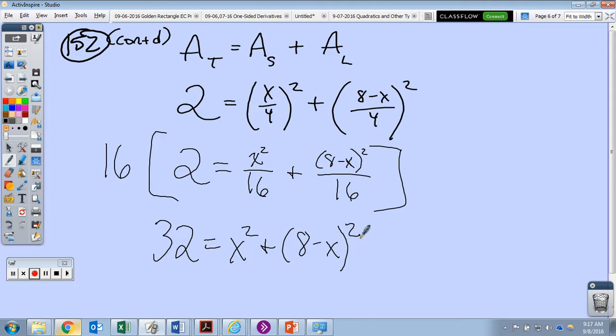Now, we will continue with these problems tomorrow, but do you want me to keep working on this problem, or do you know how to do it from here? Keep working on this one? Okay. So if I keep going, then 32 would be equal to this expanded. If you forget the formula for expanding a squared binomial, just do it the long way. Actually write out 8 minus x times 8 minus x. What it's going to end up being is 64 minus 16x plus x squared.